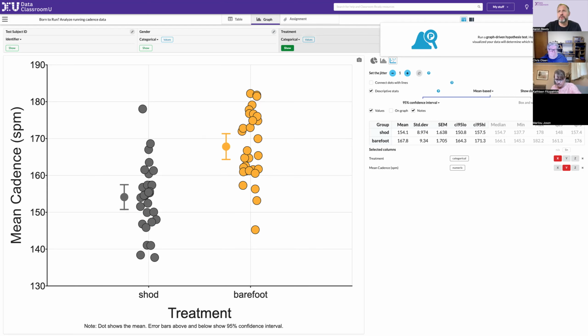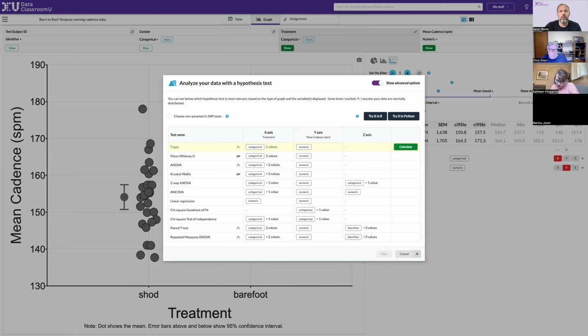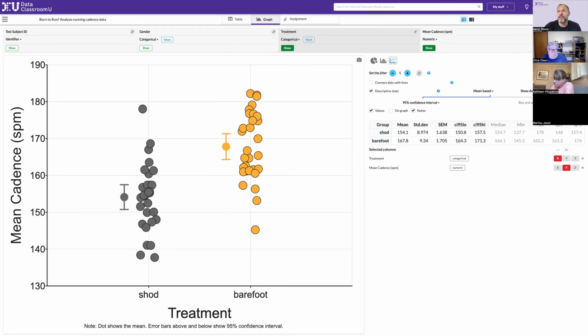I'm going to go through and we'll run the t-test. So if you're not familiar with Data Classroom, anytime you use this graph-driven hypothesis test button, it takes a look at the data figure that your students have created, and it takes all the information that we can know about that.